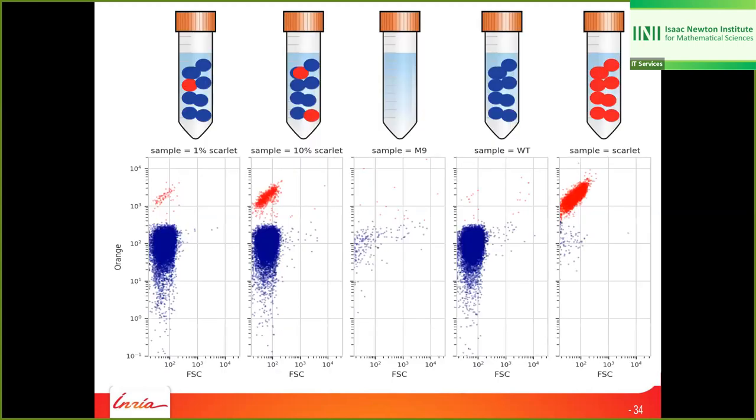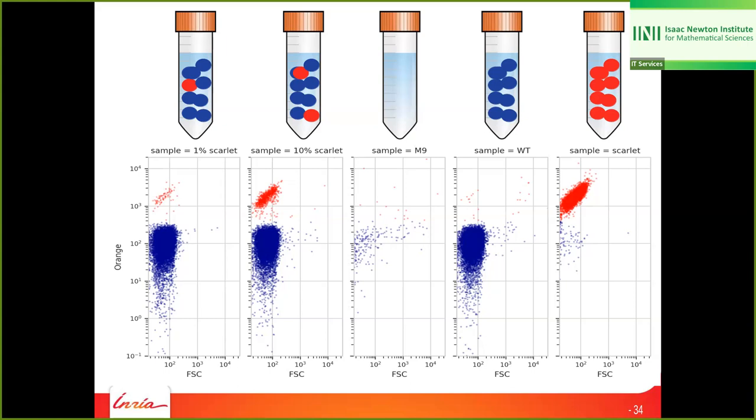And then this is what, for us, it looked like if we make known mixtures of fractions. So if we have only red cells, then we see that indeed we have a nice red cloud. If we have only blue cells, then, well, the blue cells don't actually look blue because we don't have the right lasers, but we have this cloud here. And then if you have mixtures, then you also get something. And what's also important is that, unfortunately, if you have only M9, then you also have some dots.